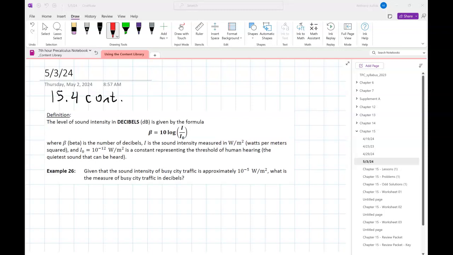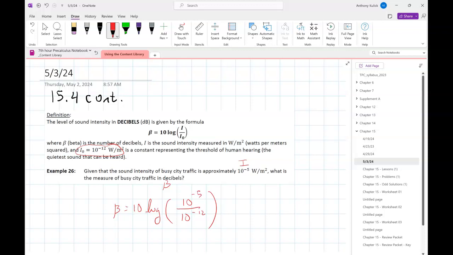All right. So an example, it says, given the sound intensity of busy city traffic is 10 to the negative 5 watts per meter squared, what is the measure of busy city traffic in decibels? So we're asking to solve for beta. We're given an I, and we know I naught is a constant, always the same. So we're just going to plug things in. So far, so good.